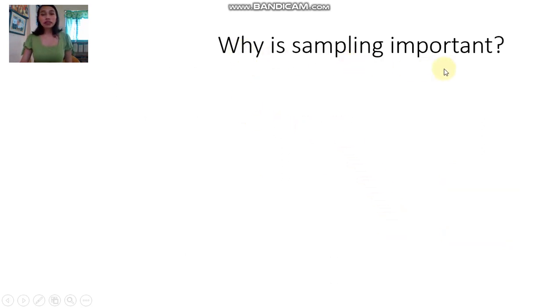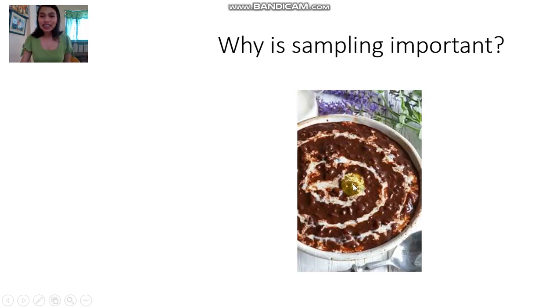Why is sampling important? Let me answer this with a picture. This photo is my favorite food. That is champorado. So if you have a champorado, you want to know if it tastes good. So what will you do? You will get a spoon and scoop one scoop of it and then you taste it. That one scoop of it is the sample and the entire dish is your population.